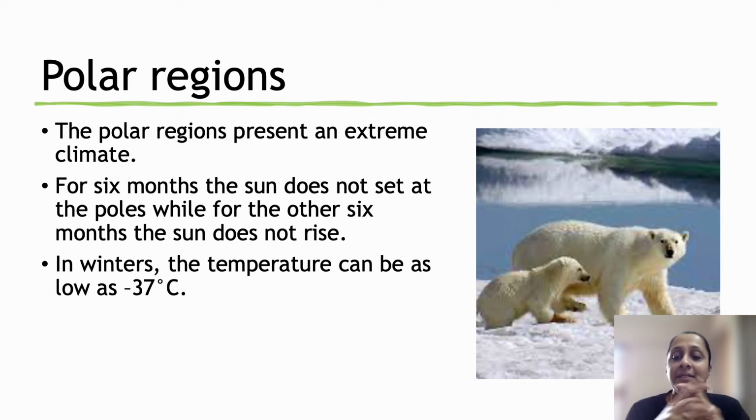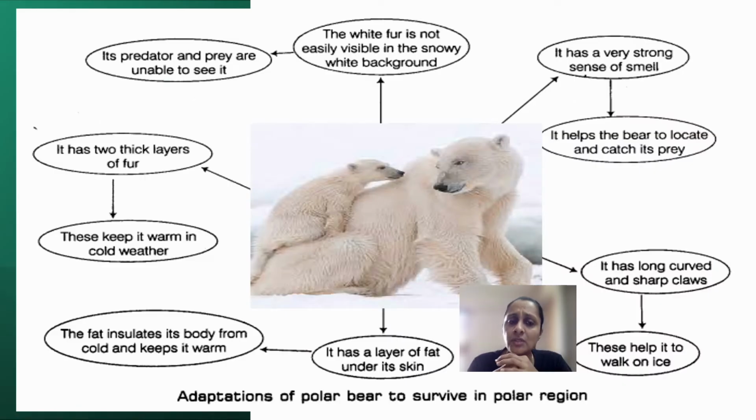And in the polar region, we talk about the polar bears. If you have seen, the polar bears and the penguins both are white in color, and the snow is also white. They are not so colorful, they are white. That is their adaptation, so that there is camouflage and other animals cannot attack them and their babies and eat them. The white fur is not easily visible in the snowy background, so they are protected from the predators.